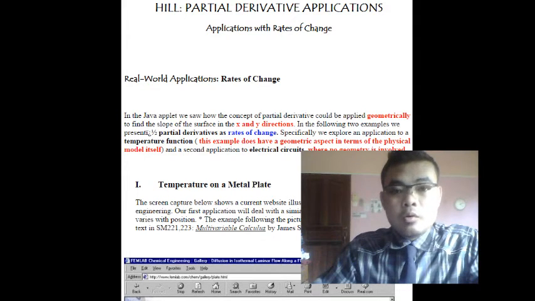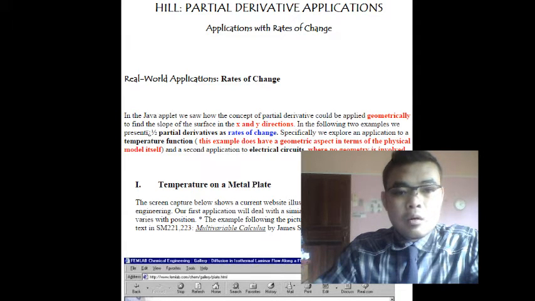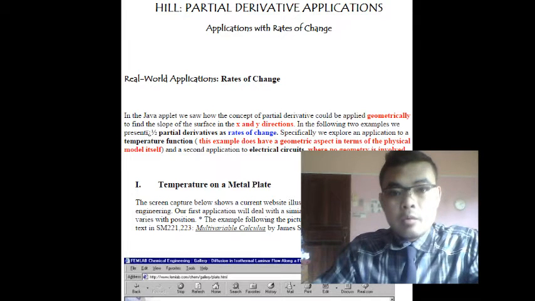Now we go to the slide and look at the question. We can read the real world application problem under the rate of change. In the Java applet, we saw how the concept of partial derivative could be applied geometrically to find the slope of the surface in the x and y direction. In the following two examples, we present partial derivative as rate of change.